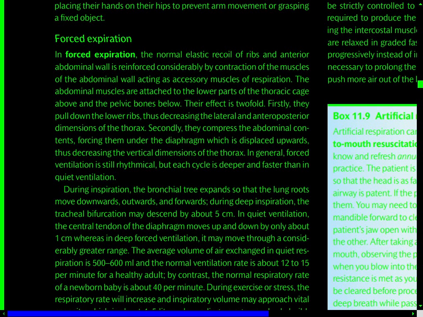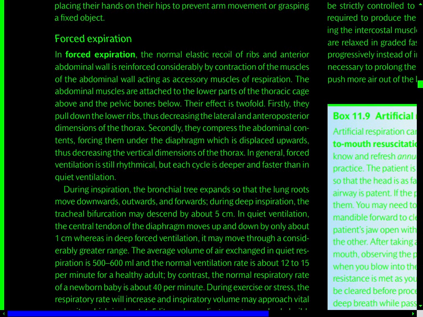What are they? Abdominal muscles, attached to the thoracic cage above and the pelvic bones below. Their effect is twofold. Sometimes we say two ways, two features. The effect of the abdominal wall, the effect of the abdominal muscles. First effect, they pull down the lower ribs.